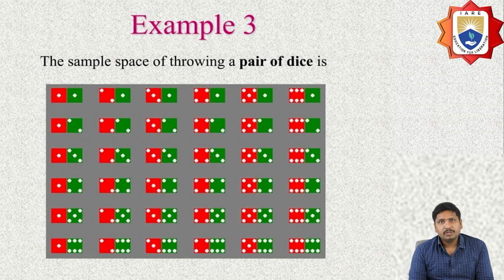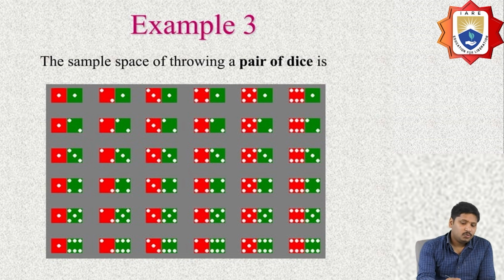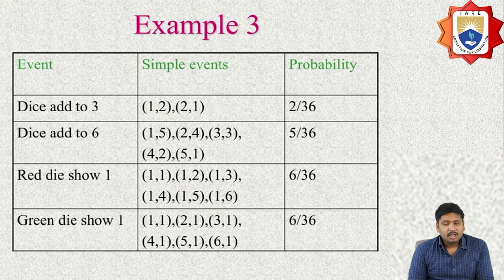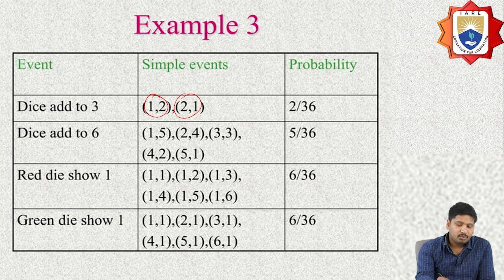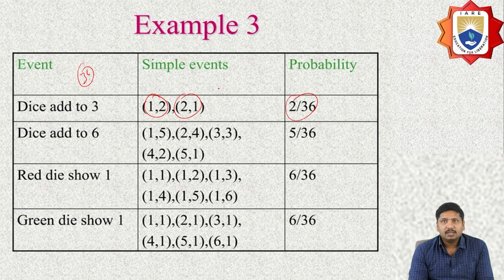Similarly, what should be the sample space when a pair of dice is thrown? What is the probability of obtaining a sum of 2, 3, 4, 5, 6? The event is that the dice add up to 3. For getting 3, the options we have are (1,2) and (2,1). The total number of outcomes is 36, and out of the 36, only 2 give the sum. So 2 by 36 is the probability value, which is 1 by 18. And another event is that the dice give the sum 6.